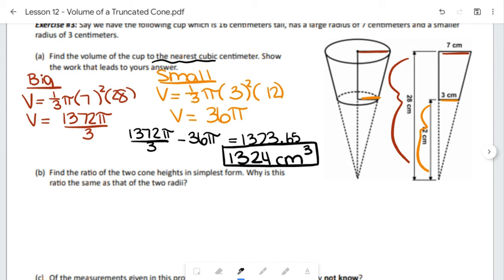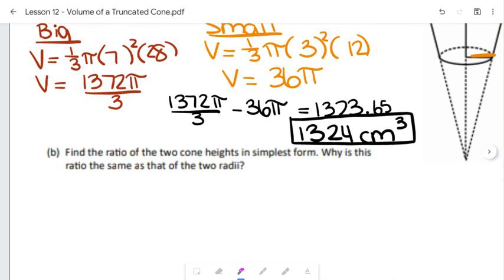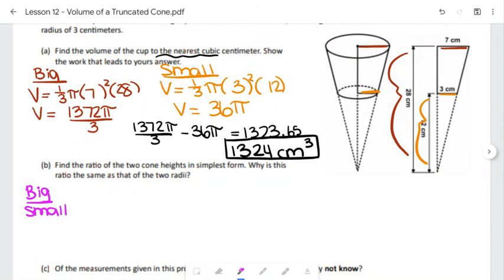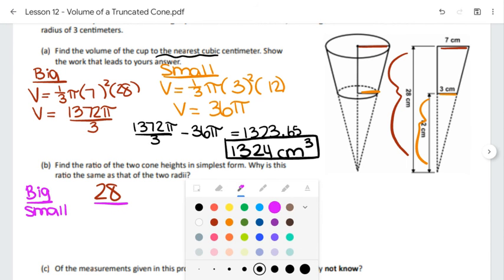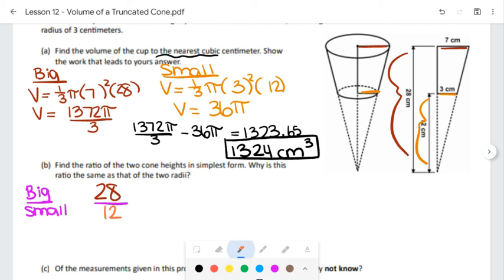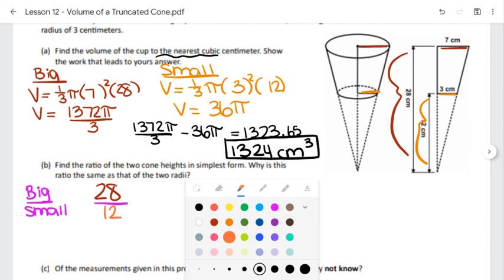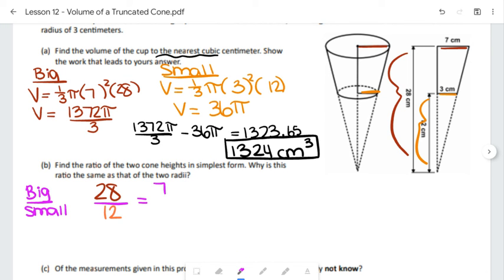So I just wanted to investigate something else about this relationship here. Find the ratio of the two cone heights in simplest form. So let's just say I did big over small. I'm only focused on the height for a moment. So the height is 28 over 12. And when I simplify that as much as I can, in this case, that just simplifies to 7 over 3.